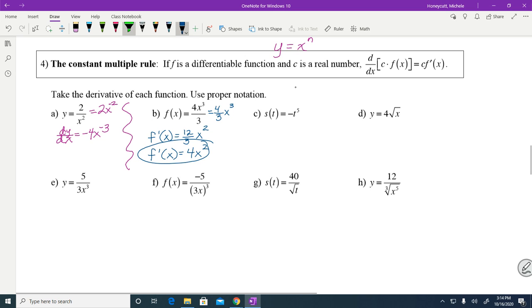Now when you're doing these, make sure that you are labeling the derivative as the derivative, not as the function, because the function is the original problem. The derivative is an entire new function.